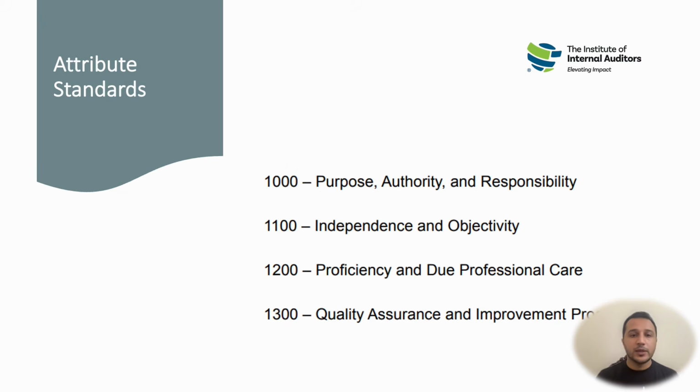Then we have 1200, which is proficiency and due professional care, which talks about how we as auditors have to improve ourselves in terms of competence by taking additional training and having subject matter expertise. So this is how we have to keep upgrading our skill sets. Then we have 1300, which talks about the quality assurance and improvement program. It talks about how we as auditors improve our daily work, and how we can ensure that the work we perform is up to the mark.